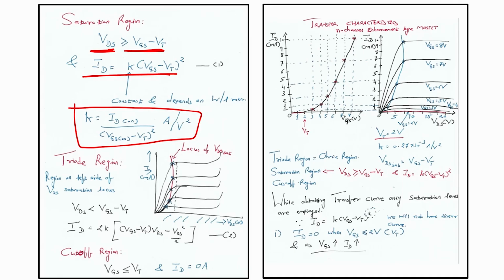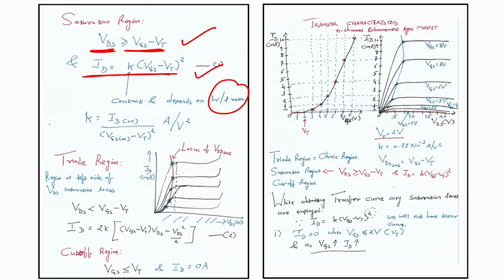Okay. So, if we go back to the screen, what we see is the saturation region, VDS greater than VGS minus VT, ID equals K times (VGS minus VT) squared. K is constant and depends on the W by L ratio, the channel ratio. K equals ID on upon (VGS on minus VT) whole square, which is given in amps per volt square. Now, I want to see the triode region, the region on the left side.